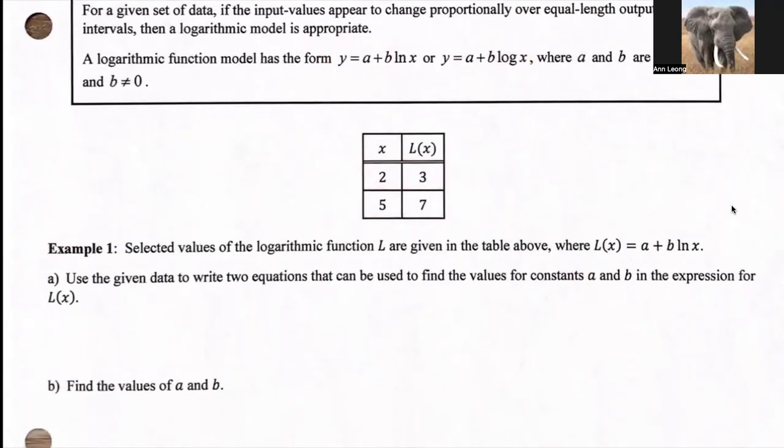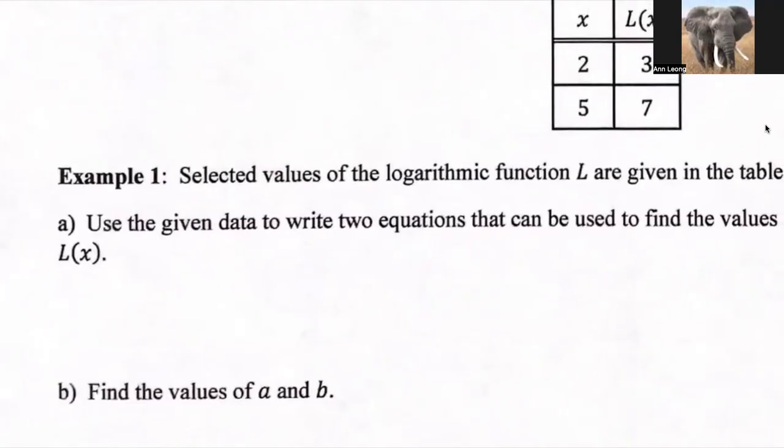Okay, so example 1, and I remember actually seeing a very, very similar question on an actual AP test recently. Select values of the log function are given, where they give you the general form of that. Use the given data to write 2 equations that can be used to find the values for constants b and c in the expression for L of x. All right, so for the first part, they just want you to write the equation. So just plug in your x, plug in your y.